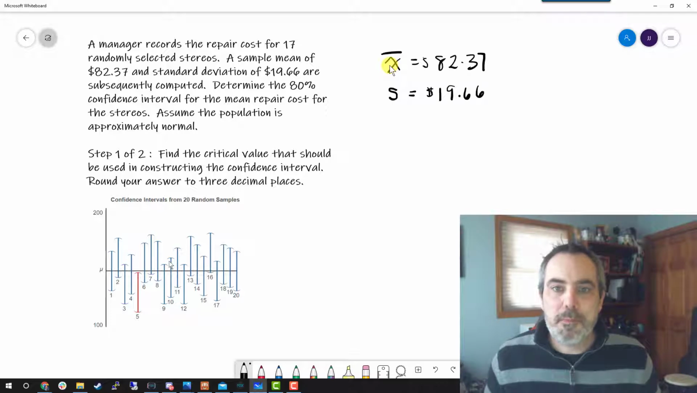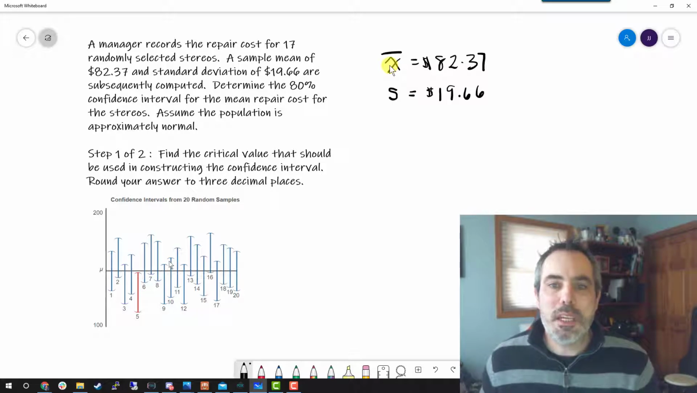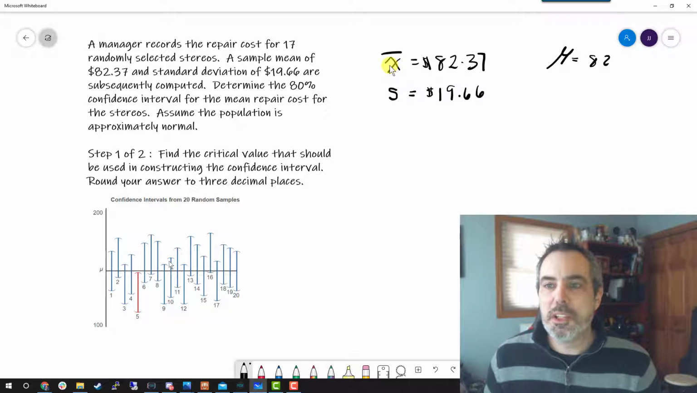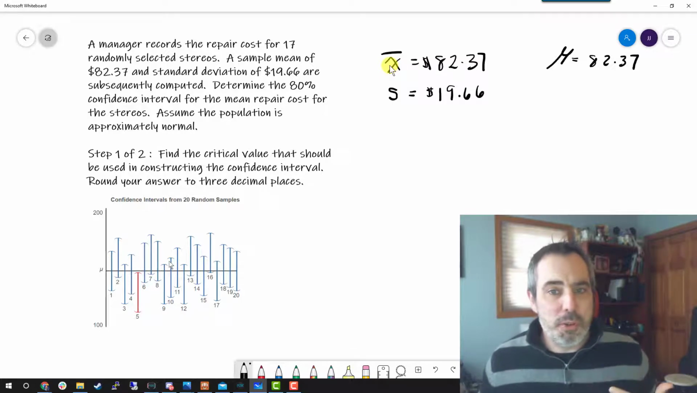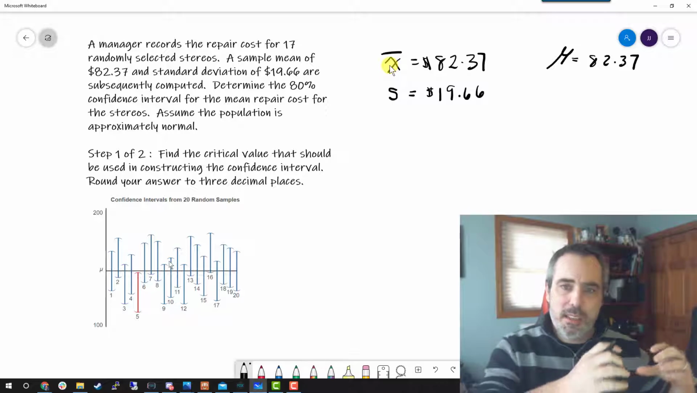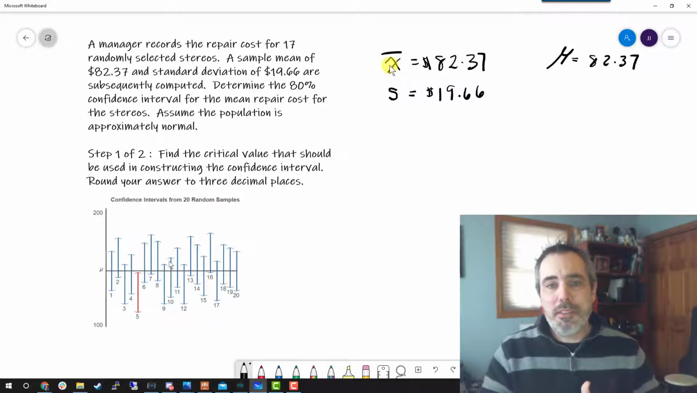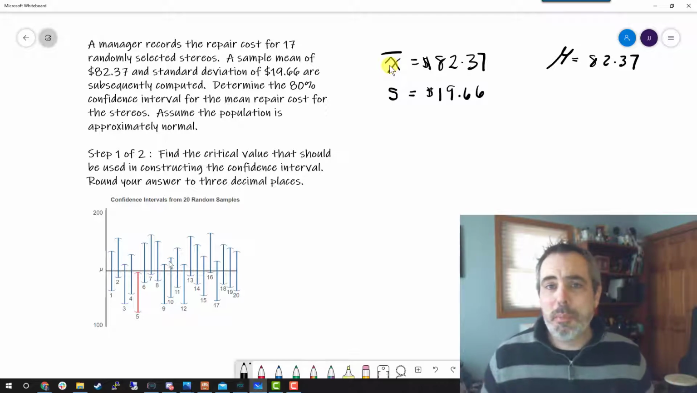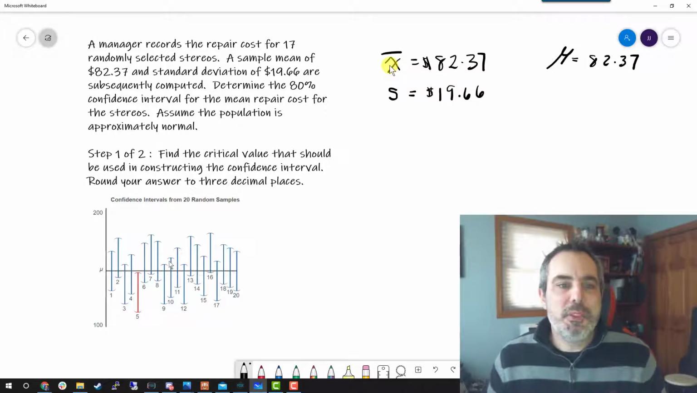$19.66, right? Now, one of the things that we learned about the idea of a sample mean and a population mean is I can guess that the population mean is actually going to be $82.37. I can also take a pretty decent stab at a sampling distribution, right? We did some things where you take the standard deviation of a sample and divide it by the square root of the number of things in that sample. And that's going to come up in what we're looking at today. But what he really wants is to determine an 80% confidence interval for the mean repair costs.